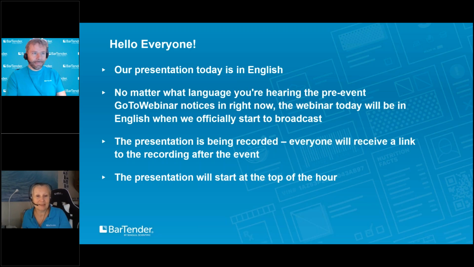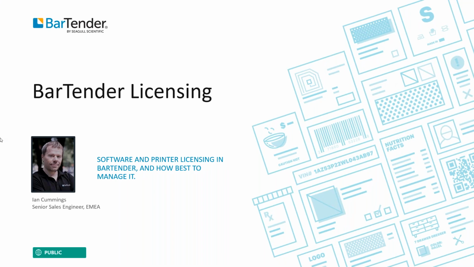My colleague, Ian Cummings, who is the senior sales engineer of BarTender, will cover the following topics today: software activation and license hosting, license management, and license redundancy. Now let's focus in on BarTender licensing. So this is all about software and printer licensing in BarTender, how best to manage it.